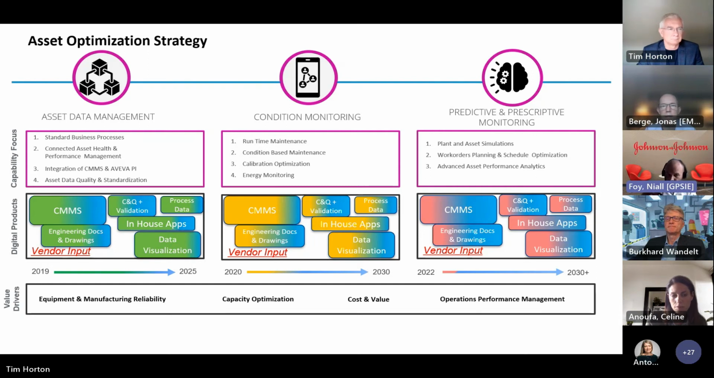Our value drivers: equipment and manufacturing reliability, capacity optimization, cost and value, operations performance management. So that's our strategy, and that's what we tie our program against. Next slide, please, Tim.